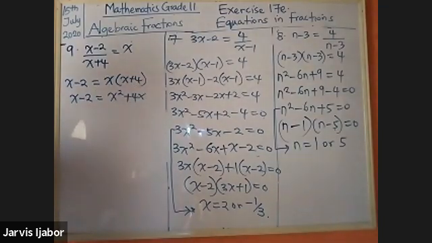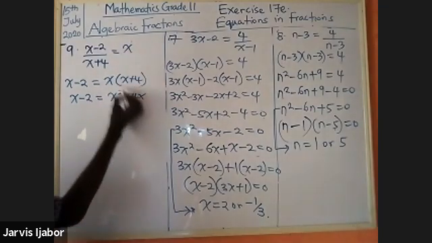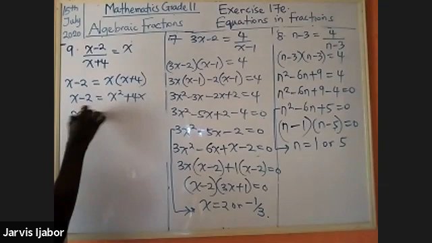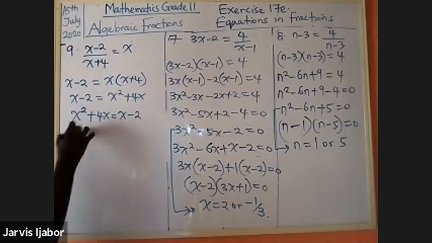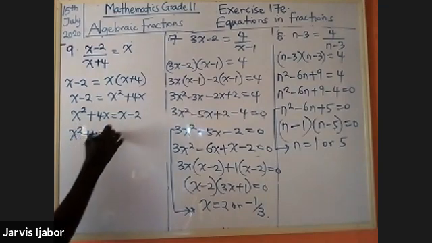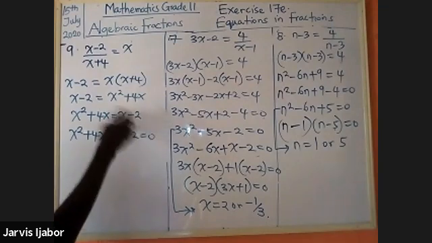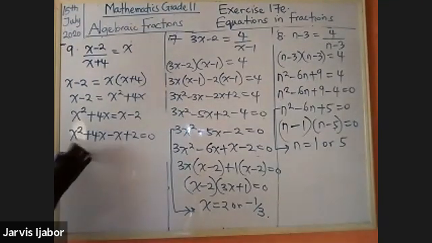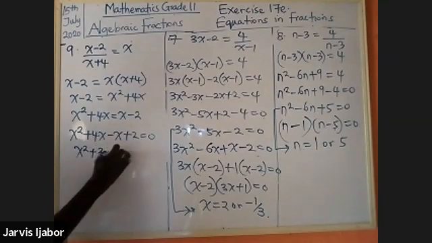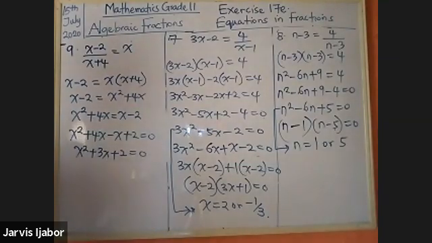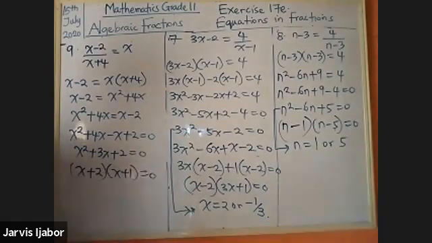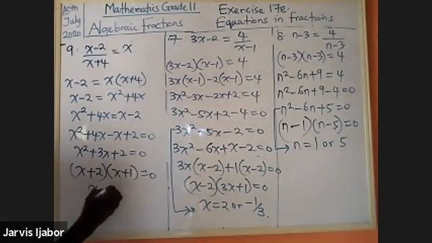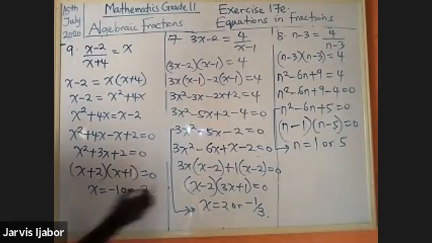Now, here you have to be careful. Your focus will be this because it's positive. So you rewrite. This will be x squared plus 4x minus x plus 2 equal to 0. So x squared plus 3x plus 2 equal to 0. So I'll apply sum of roots, product of roots now. I know this will be (x plus 2) into (x plus 1) equal to 0. So x will be equal to minus 1 or minus 2. So that settles that.